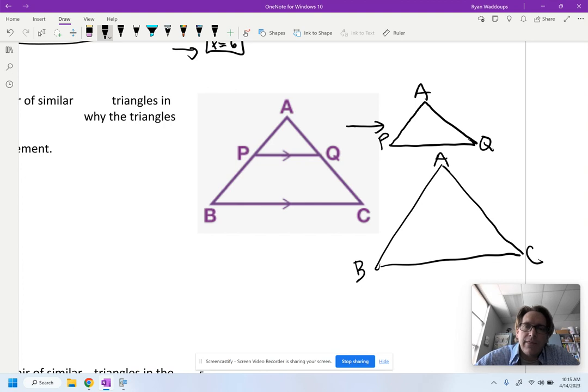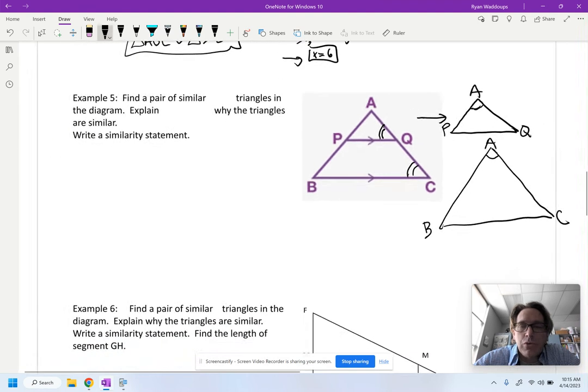And we know that angle A is congruent to itself. It's called the reflexive property. Anything is congruent to itself. And then we can say angle PQA is congruent to angle BCA, because when you have parallel lines, these two angles that I've marked are corresponding angles, and corresponding angles for parallel lines are congruent.